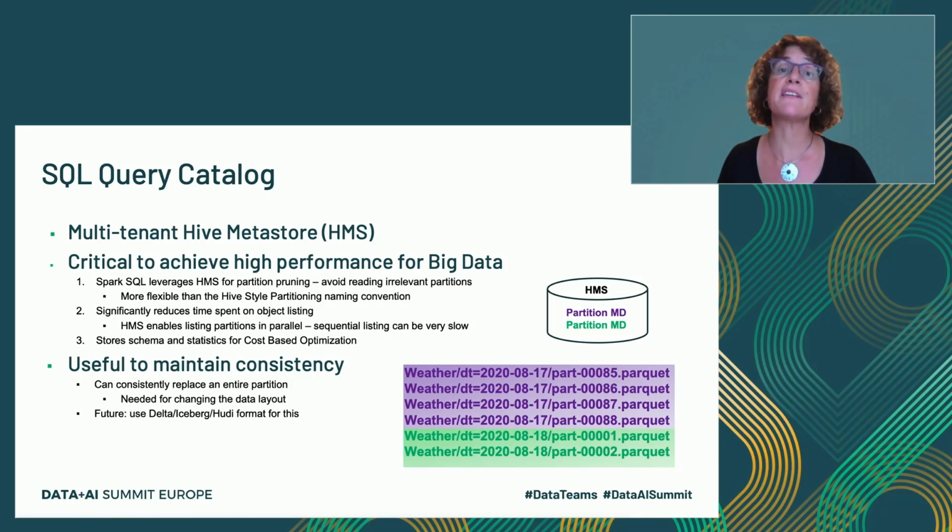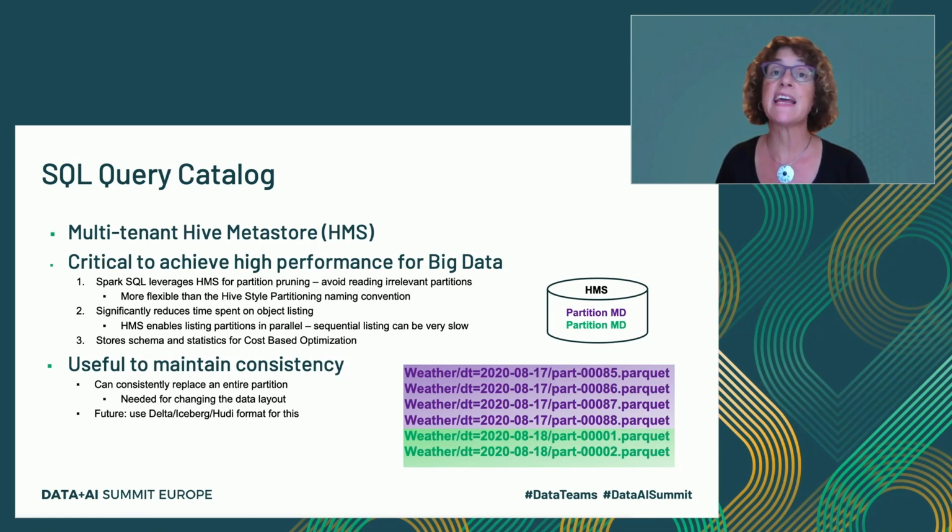We'll now cover 3 features of SQL Query that are important for our solution. First, the catalog, which is a fully integrated multi-tenant Hive Metastore. This is a best practice whereby a relational database is used to store partition-level metadata. Use of a Hive Metastore is critical for performance for 3 main reasons. Firstly, you can use it to skip irrelevant partitions. This is known as partition pruning.